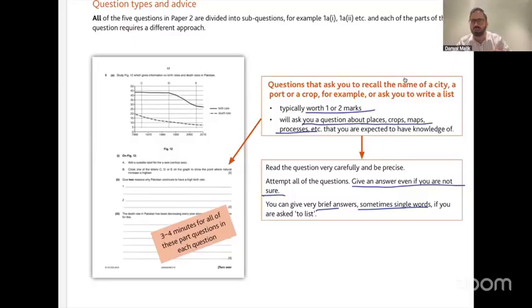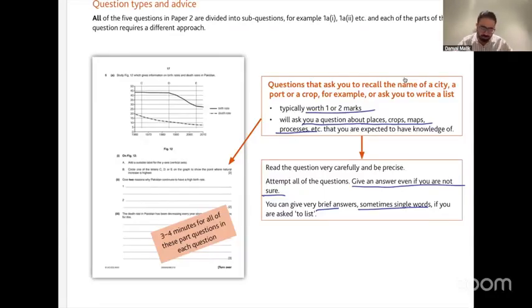You will understand that through the keywords. If the keyword says list, then you will only give a one-word answer. If the keyword says state, then you may give a one-word or a short phrase answer. This all depends on the key phrases or keywords, which I will go through along with you.